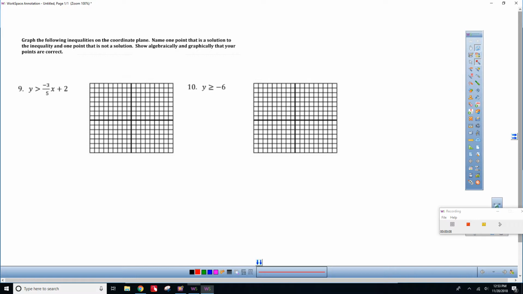Sorry, bad start. Here we're with numbers 9 and 10 from 5.2. Okay, speaking of dots, we have a less than or a greater than. There's no equal to there, so our line is going to be dotted. Okay, and it's going to be shaded above. So this is a dotted line, and above it.